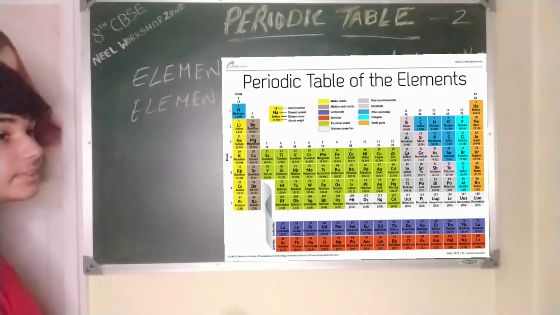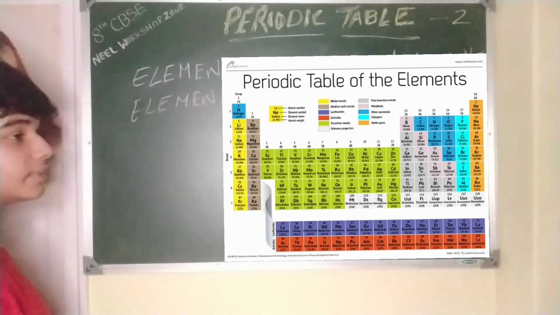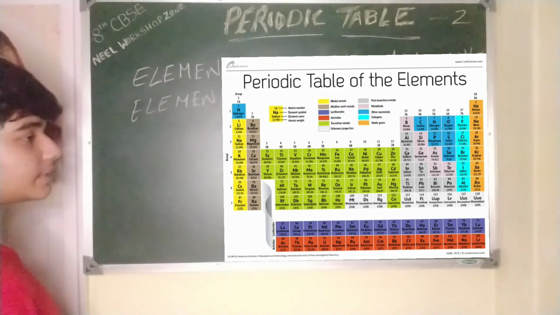Halogens are cyan in color. They're electromagnetic and radioactive. For example, bromine, ceramine, etc.